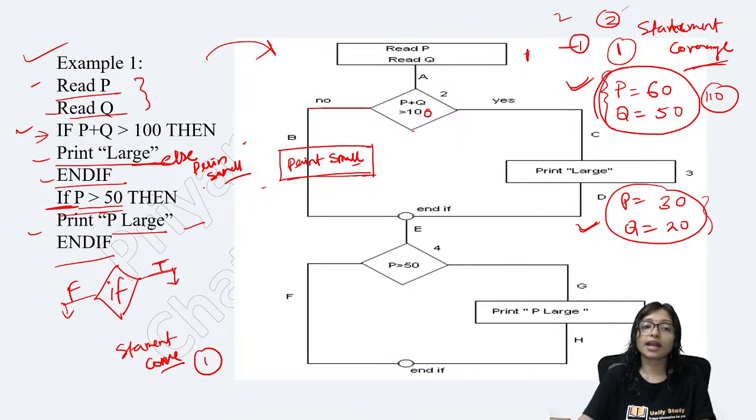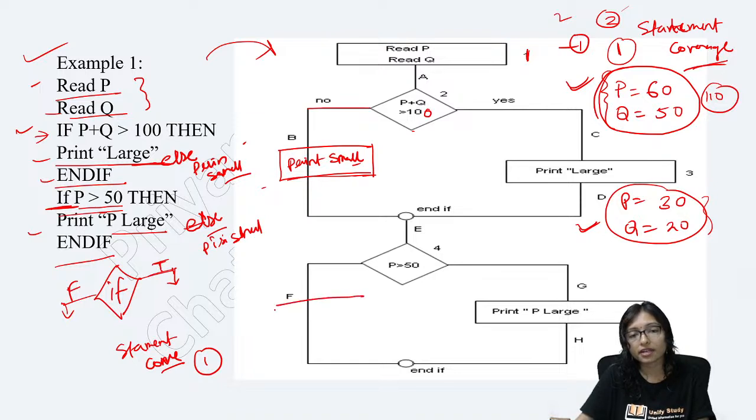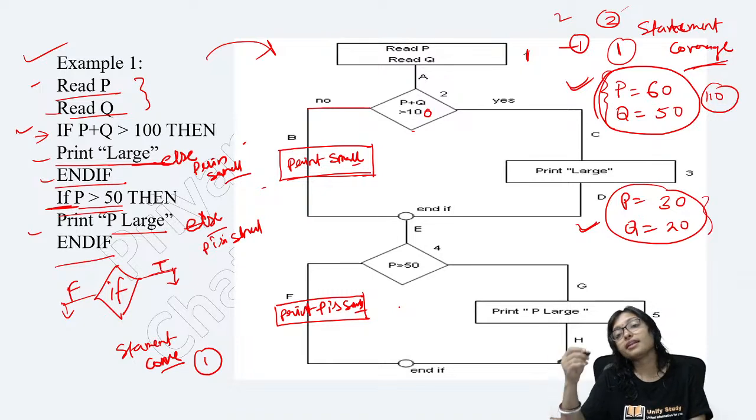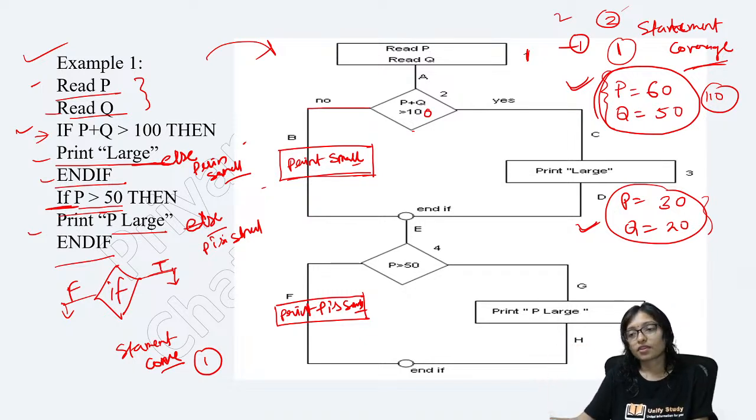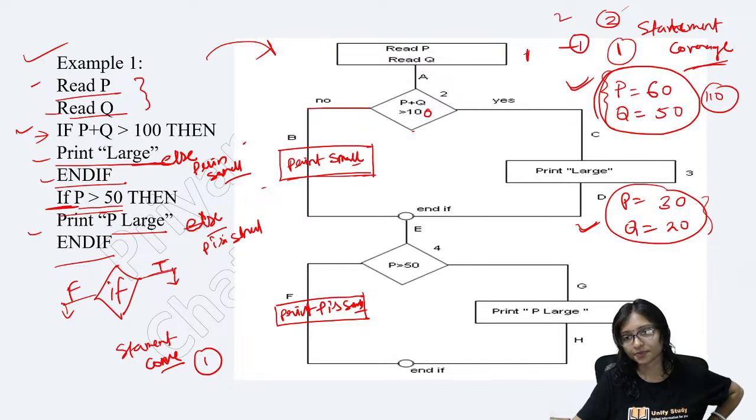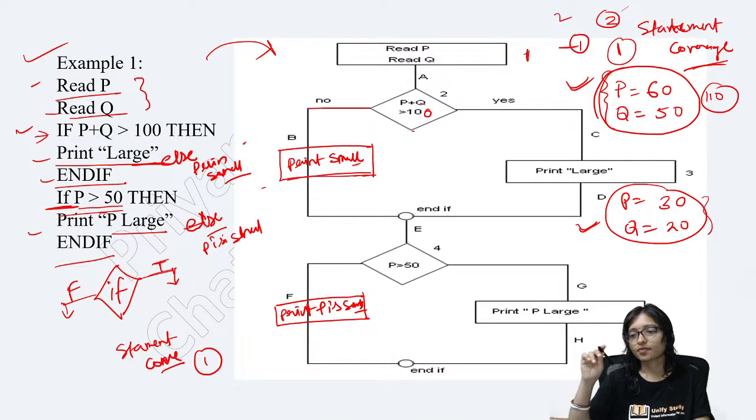Right. Here if I am writing another else, print P is small, another print statement, then how many test cases will be required? If I change the program again here, tell me now, how many test cases are required? What will be the statement coverage now?